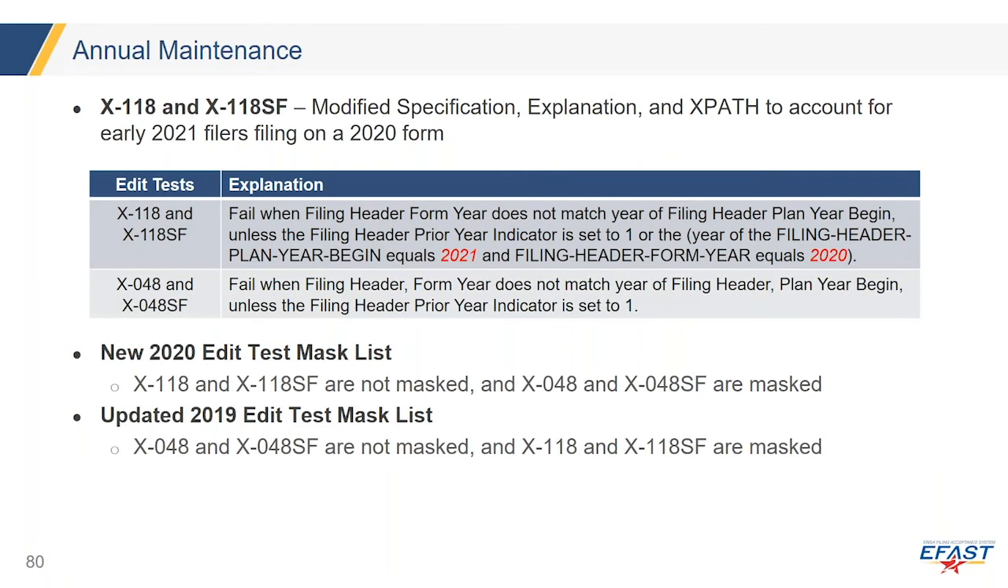The other annual maintenance consideration is, as I touched on briefly, the swapping edits that happen every year. One set gets masked and one set gets active, and then they change later in the year. So the X118 and 118 short form has been updated this year to account for early 2021 filers on a 2020 form. As you can see, we're just incrementing the years in the edit.